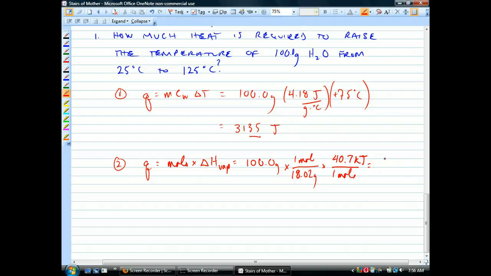100 over 18.02 times 40.7. That gives me 225.86. I only have 3 sig figs here, so I'll underline those. Kilojoules. Look at the difference there. To warm the water up to boiling only took 3,000 joules. This one's taking 226,000 joules.